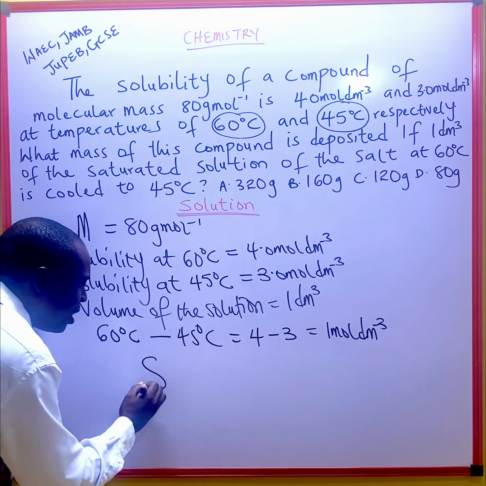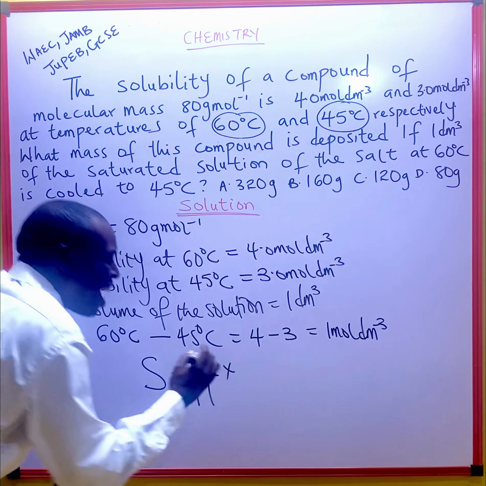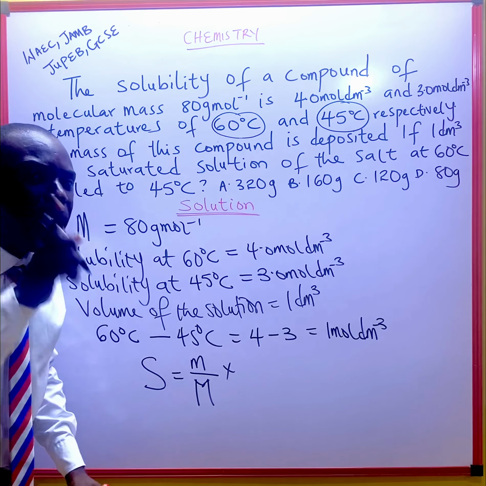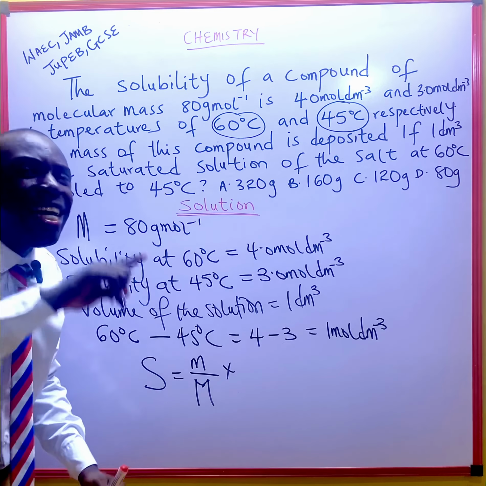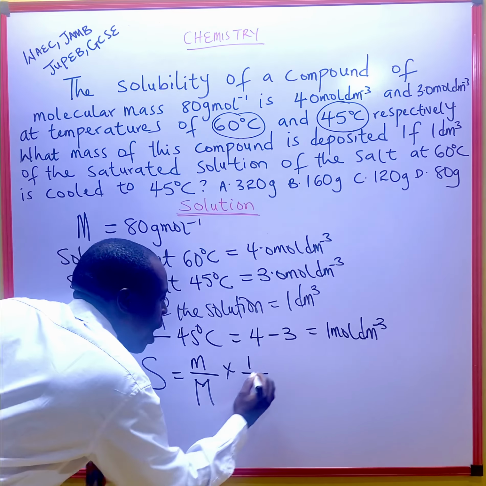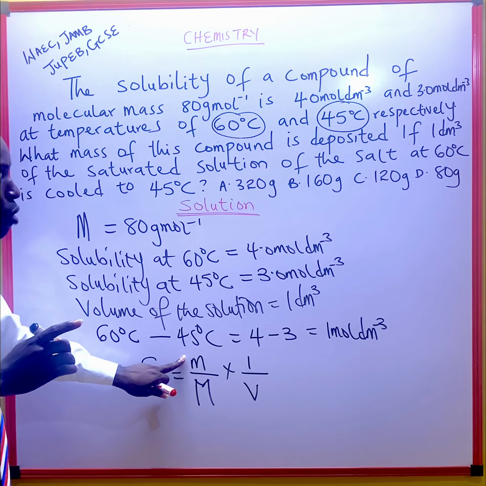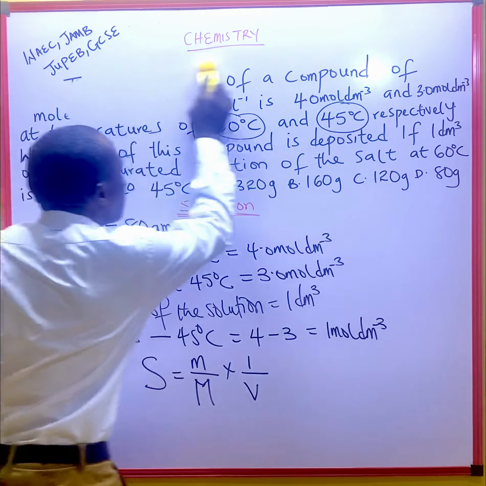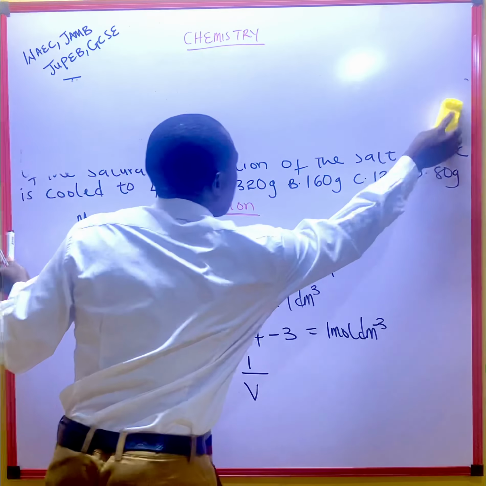Now, remember the formula I gave to you: solubility is equal to mass over molar mass multiplied by 1000 over the volume if the volume was given in cm cube. But since the volume was given in dm cube, it will just be 1 over the volume. From this question, I am looking for my mass. Now I will rub off this part to create more space to solve the question.